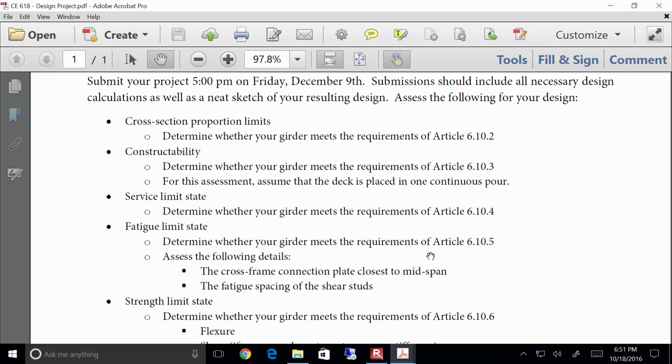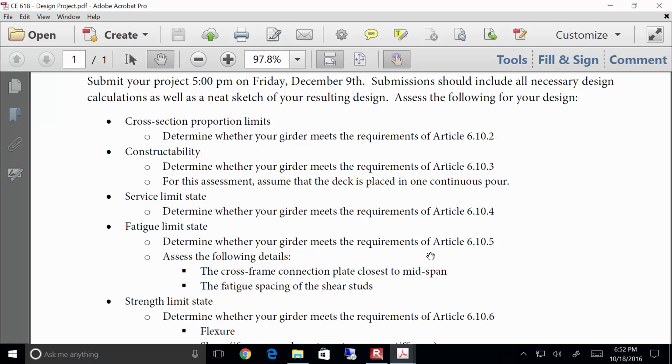So, when you submit it, make sure you submit all your calculations as well as a sketch of your girder. Okay, make sure you're telling me what the girder looks like in some reasonable fashion. I want you to design your girder according to cross-section proportion limits, a constructability check. For the constructability check, we're going to assume the deck is one continuous pour since we're looking at a short span bridge. The service limit state, which we're actually going to cover a lot of tonight, okay? And some of this other stuff like fatigue and whatnot, we'll get to throughout the next couple weeks.